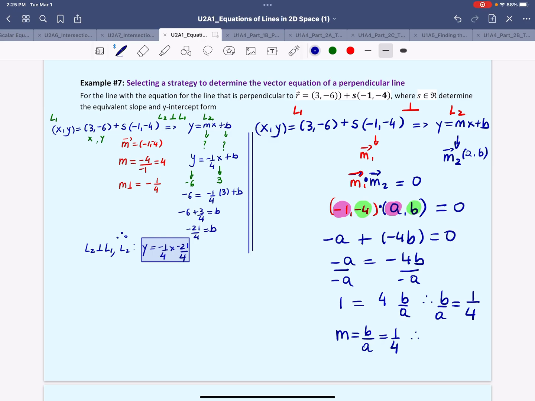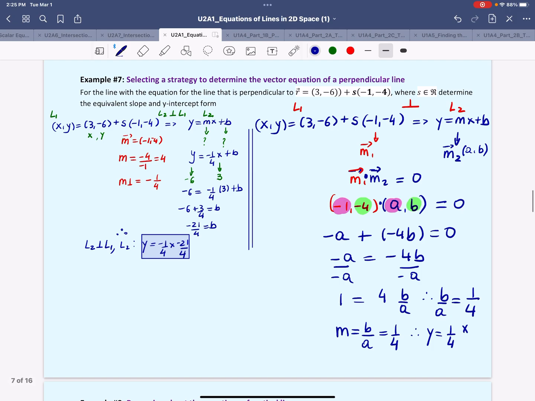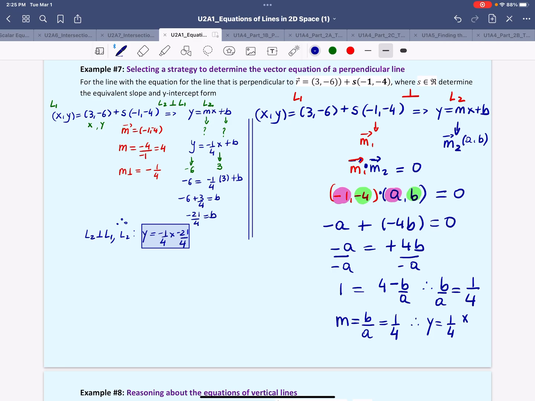So that means that the equation now is brought to the form 1 over 4x. Sorry, that's a negative still. Negative 1 over 4x, and then plus the y-intercept. If you want to find the y-intercept, we're going to follow the same strategy as we did in the previous method, so in the first method, and the solution will end up being the same. So we're going to have negative 1 over 4x and then plus b.